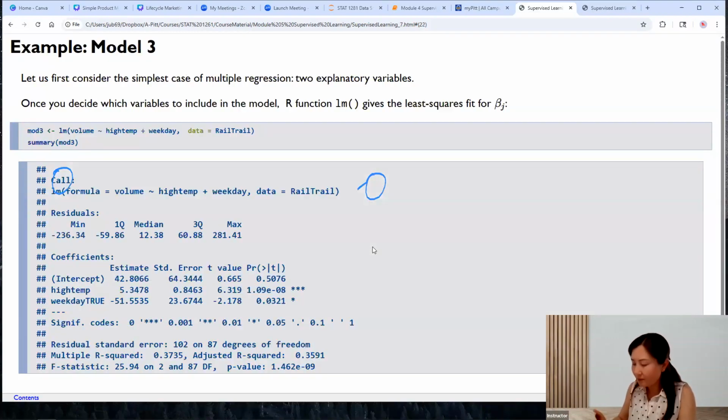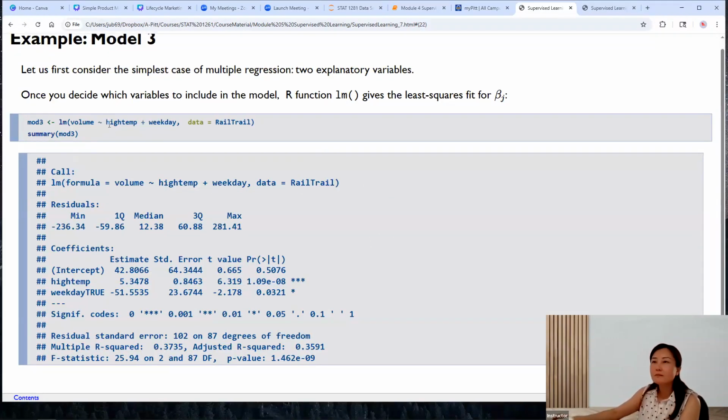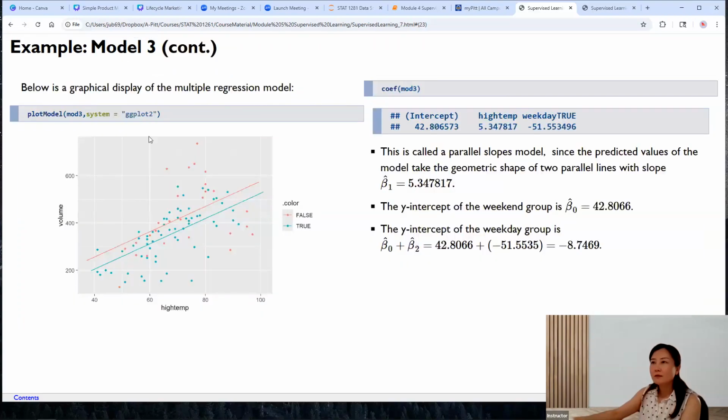All right, then let's move on. We fit the simplest multiple linear regression model with high temperature and weekday, both of them, and weekday is a categorical variable. Let's see the result. We have a row for high temperature, so this is the slope for high temperature, and also the slope for weekday. And this model is called a parallel slopes model, because if you plot the model, it looks like this. Instead of having only one line, we actually have two parallel regression lines.